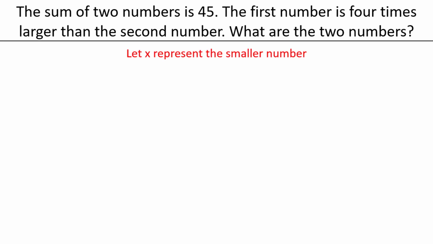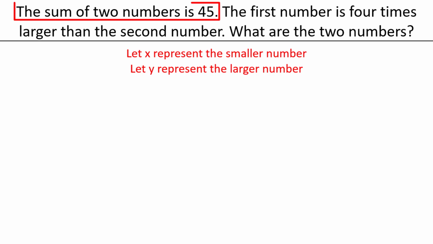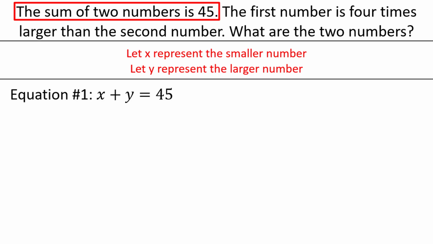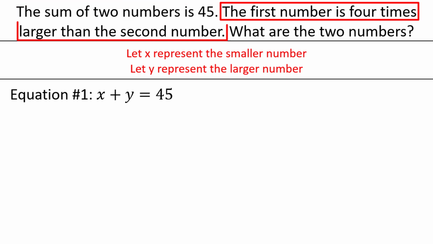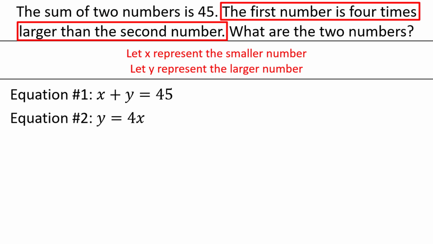Let's use x to represent the smaller number and y to represent the larger number. The first statement is that the sum of the two numbers is 45. That means that x plus y must be equal to 45. The second statement is that the first number is 4 times larger than the second number. Since I said y would represent the larger number, that means y is 4 times as large as x, or y is equal to 4 times x.